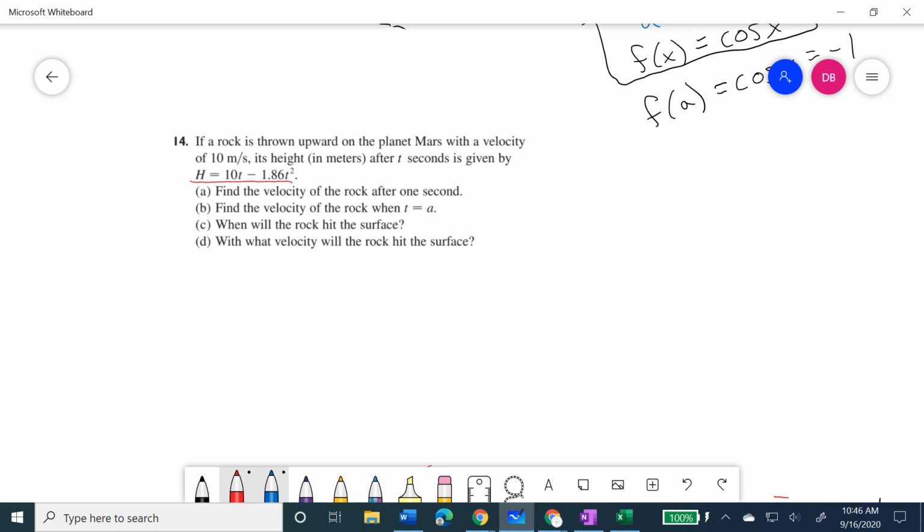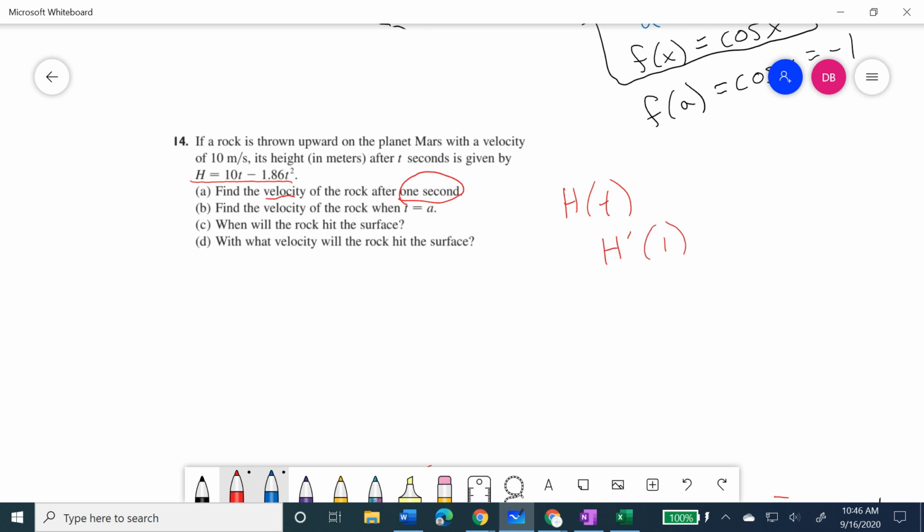The function h of t is representing height in meters after t seconds from the planet Mars. Hey, any of you think you might actually go to Mars in your lifetime? I see some wishful thinking in some of your faces. Okay. Now, they want you to find the velocity of the rock after 1 second. So they're asking you to find h prime of 1.